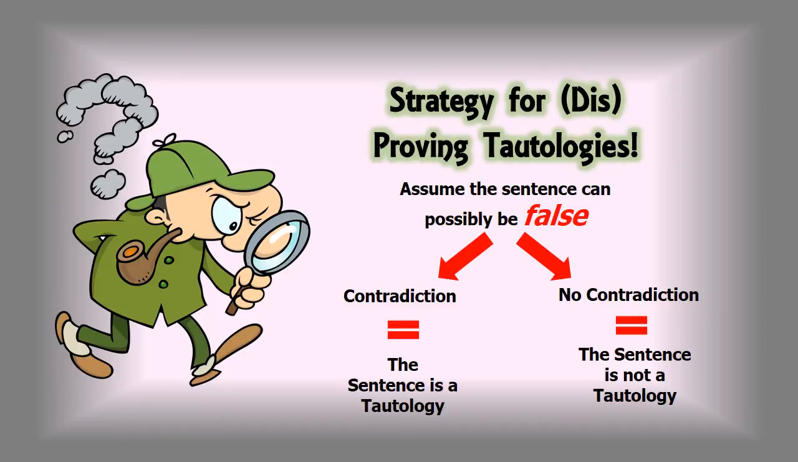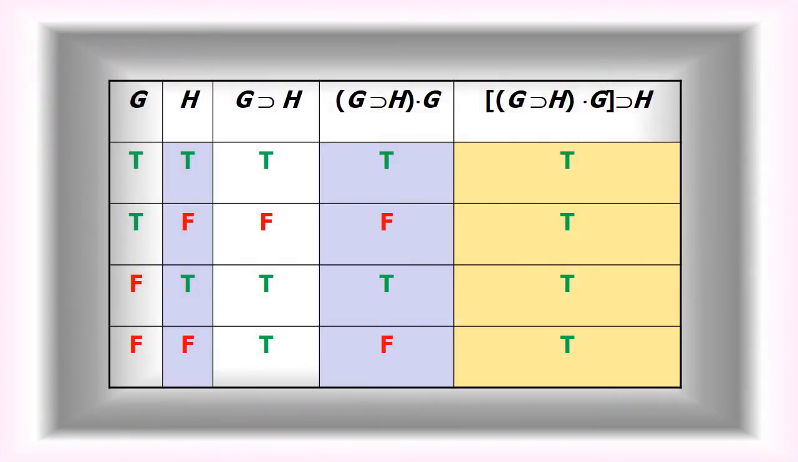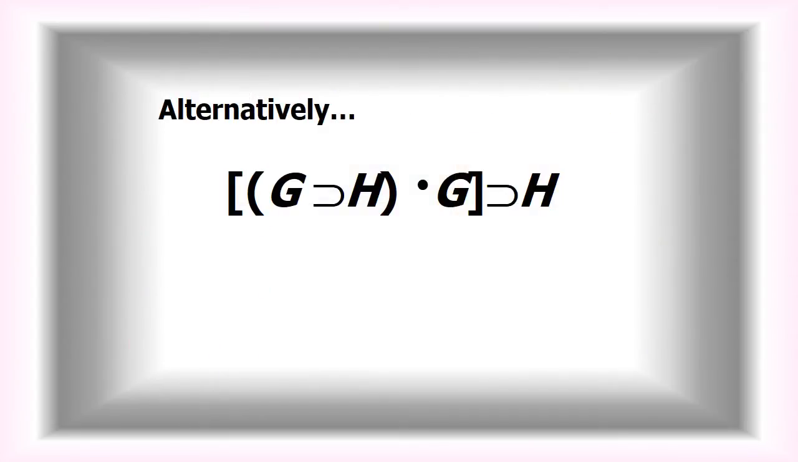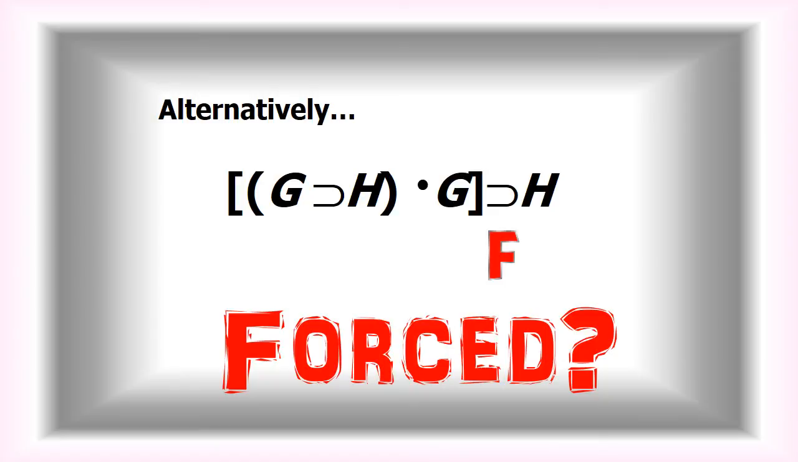Let's take a look at a few strategies. Here's one that we tried earlier. We found out that this complex sentence way towards your viewer's right was a tautology. So one thing that we could do is just try to assume that this sentence is false and see if we're led to contradictions. Well, what are we forced to do here?